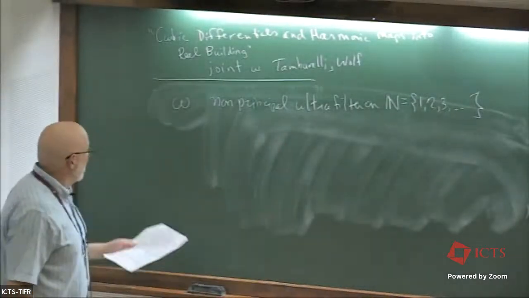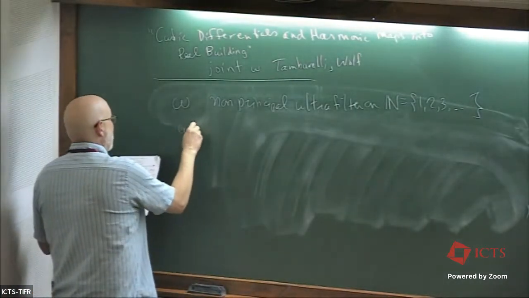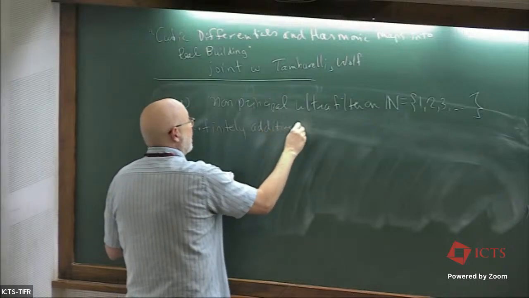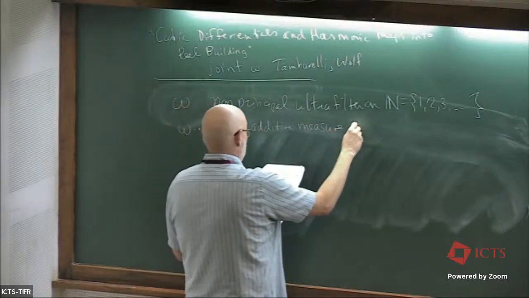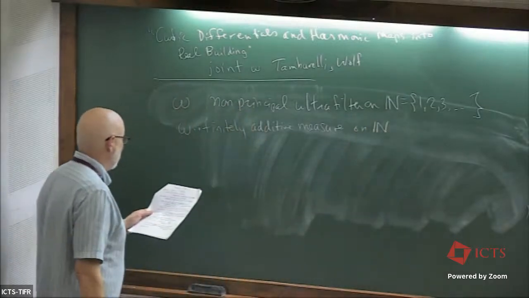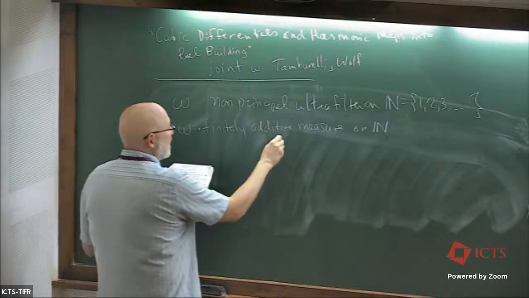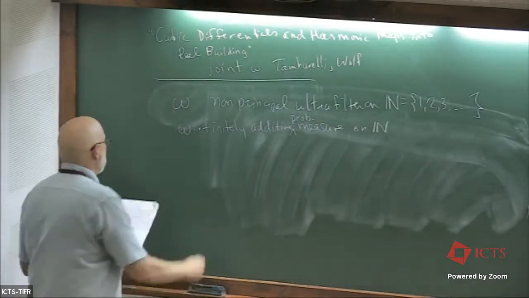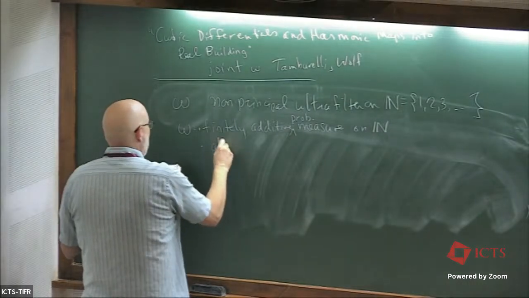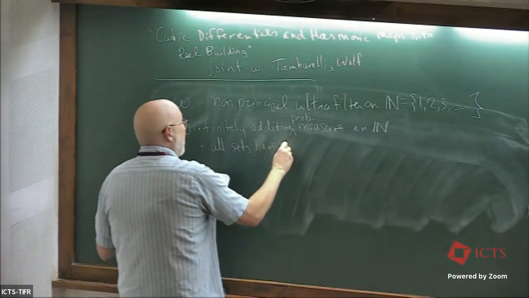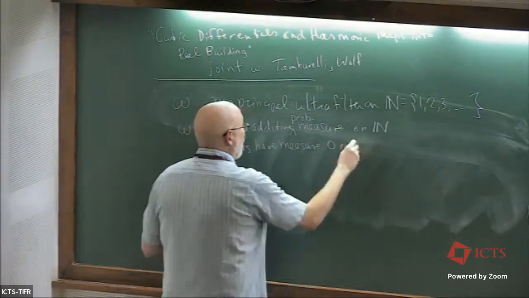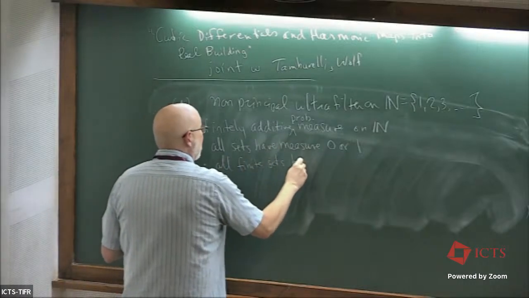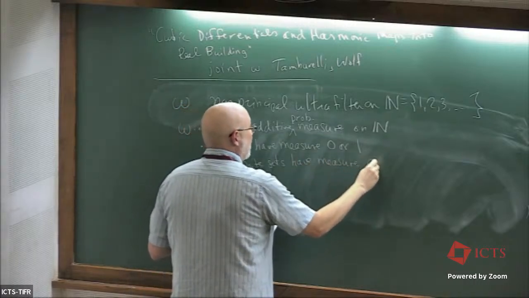Good. So this is going to be the following. Omega is going to be a finitely additive measure on N, let's say a probability measure. So the entire set of natural numbers has measure 1, all sets have measure 0 or 1, and all finite sets have measure 0. Okay?